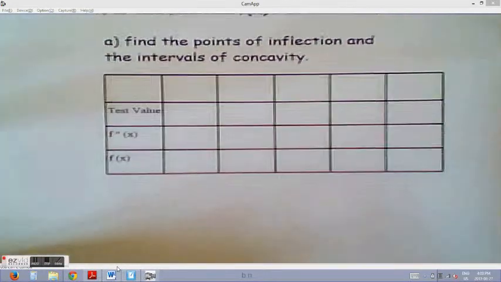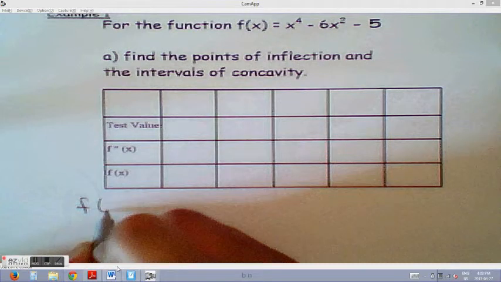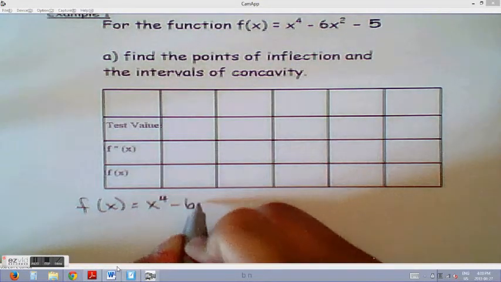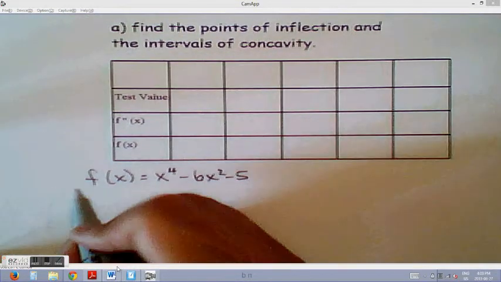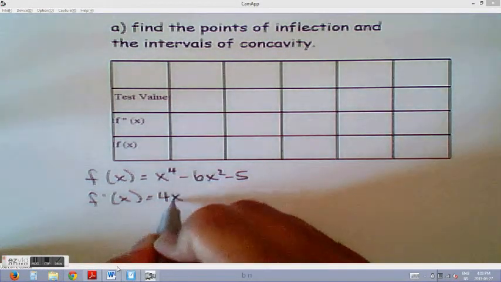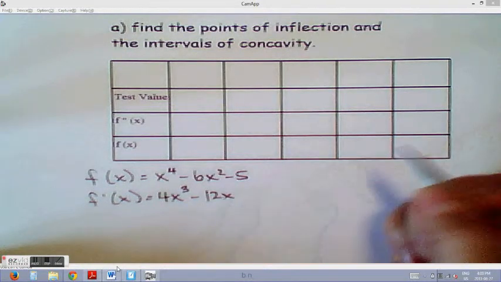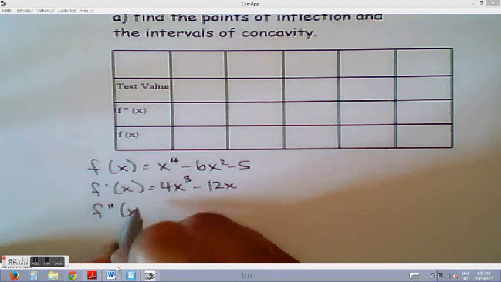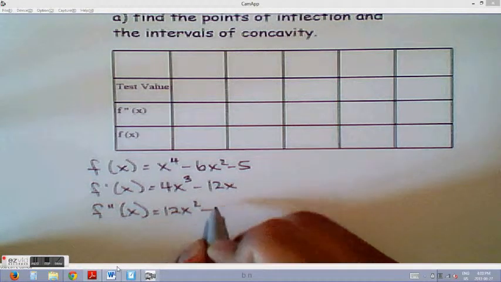So let's take a look at our function. Let's rewrite this: f of x is equal to x to the exponent of 4 minus 6x squared minus 5. I'm going to go ahead and find the first derivative, which is equal to 4x cubed minus 12x. First derivative, second derivative. Let's do that again: 12x squared minus 12.